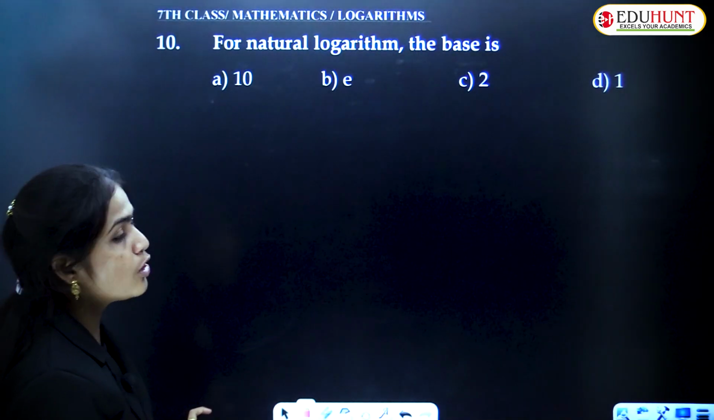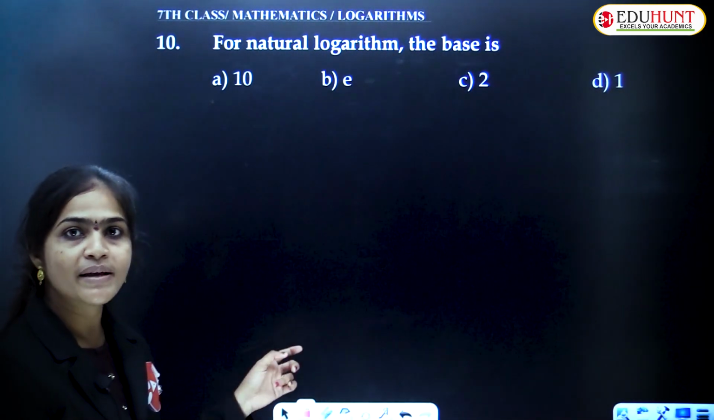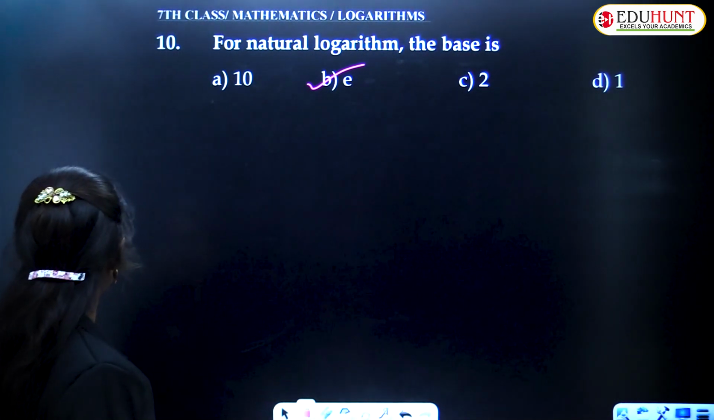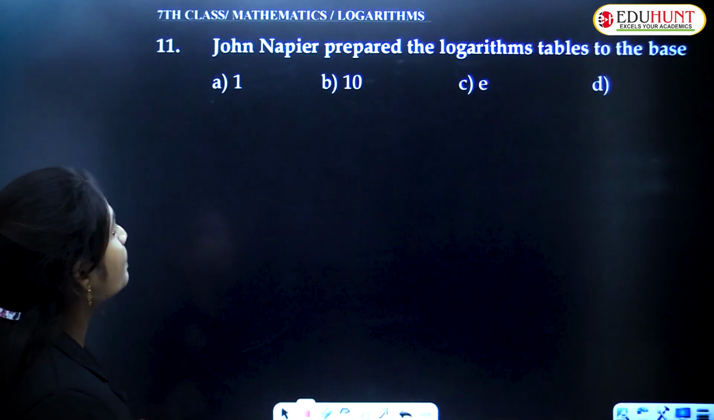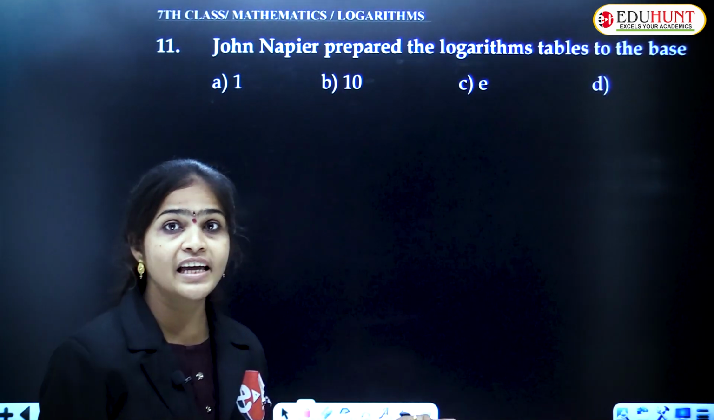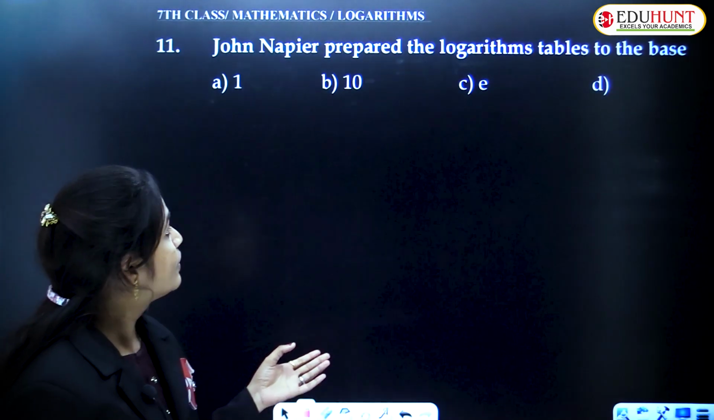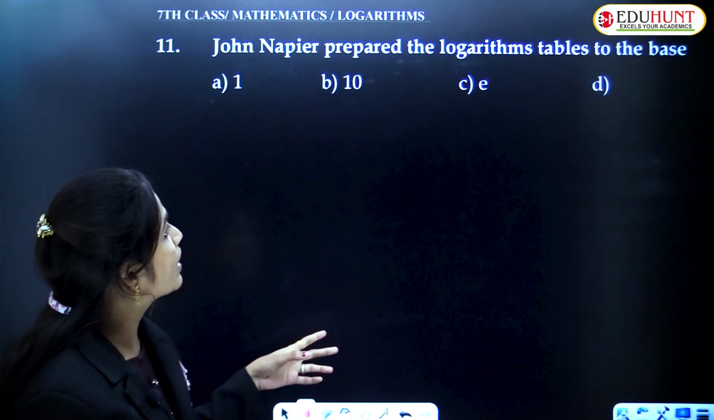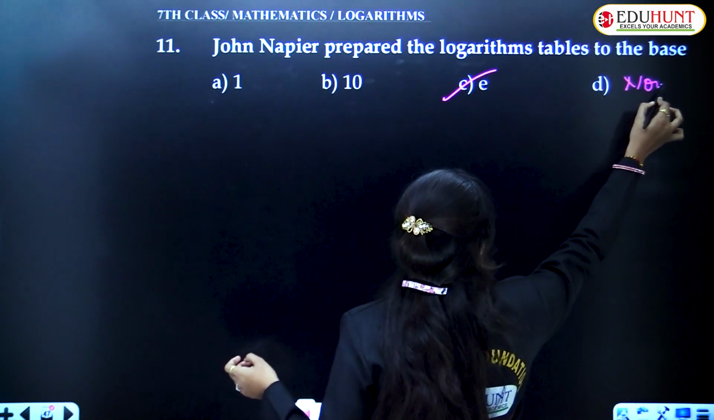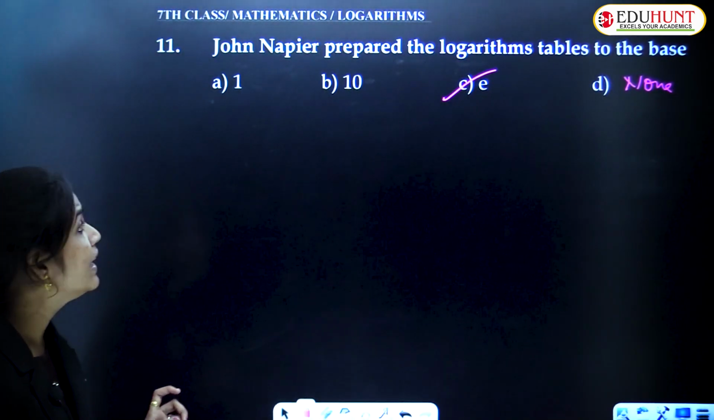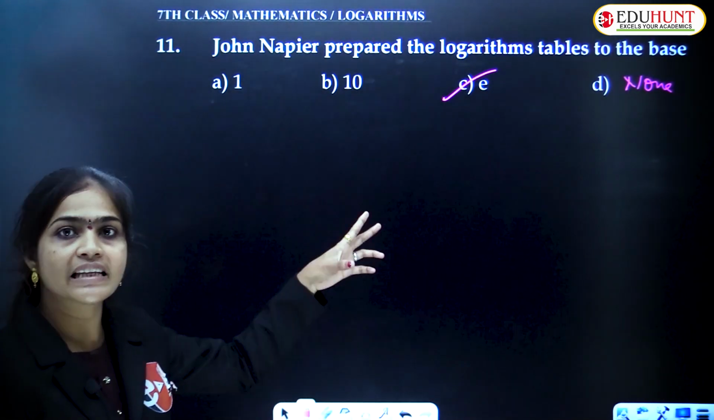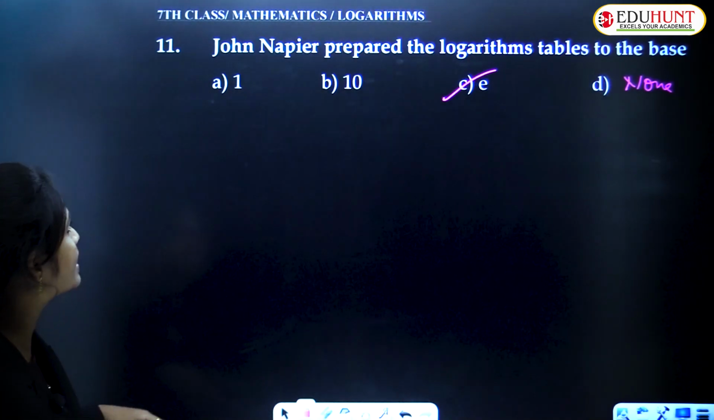Next, for natural logarithms, what is the base? Common logarithms base is 10, natural logarithms base is E. So next one, John Napier prepared the logarithm tables to the base. So for John Napier logarithms, what is the base here? John Napier prepared the logarithm tables to the base E. The option is not there, so that is none. Napier logarithms means nothing but natural logarithms. So in natural logarithms, what is the base? E only, no? So that's why.